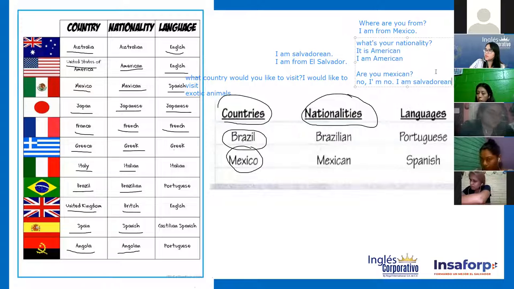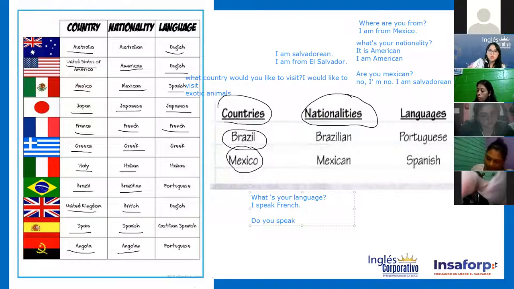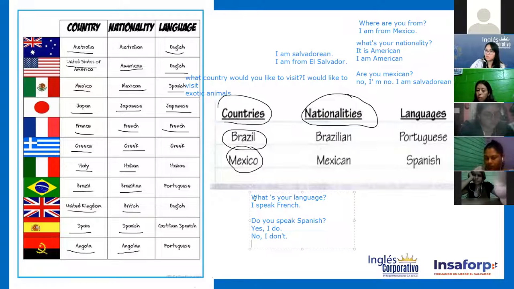Ok, what about the language? ¿Qué preguntas podemos hacer con el language? Ejemplo, what's your language? I speak, por ejemplo, I speak French. Otra pregunta. Do you speak Spanish? ¿Hablas español? Puede ser yes, I do. O no, I don't. Okay, esas son algunas preguntas that we can do when we have countries, nationalities, and languages.